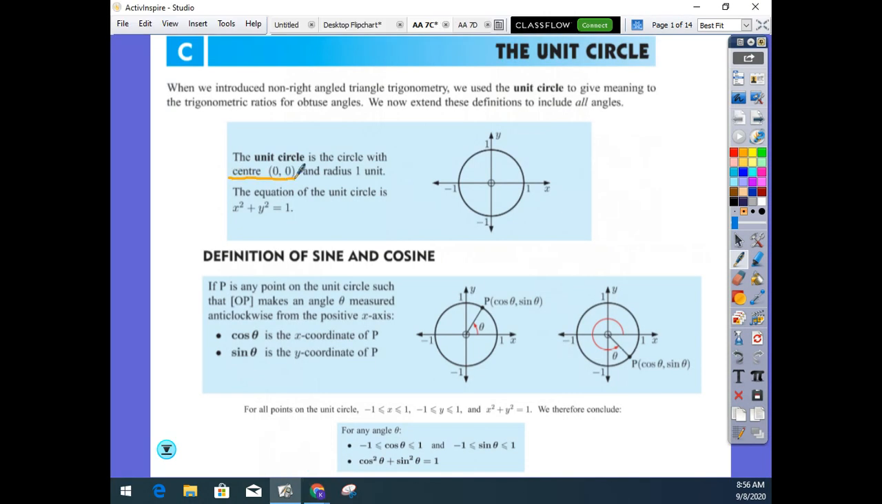I would just mark the center as (0, 0). The radius is 1. And the equation of the unit circle is x squared plus y squared equals 1. And just draw the unit circle around the origin with radius 1.